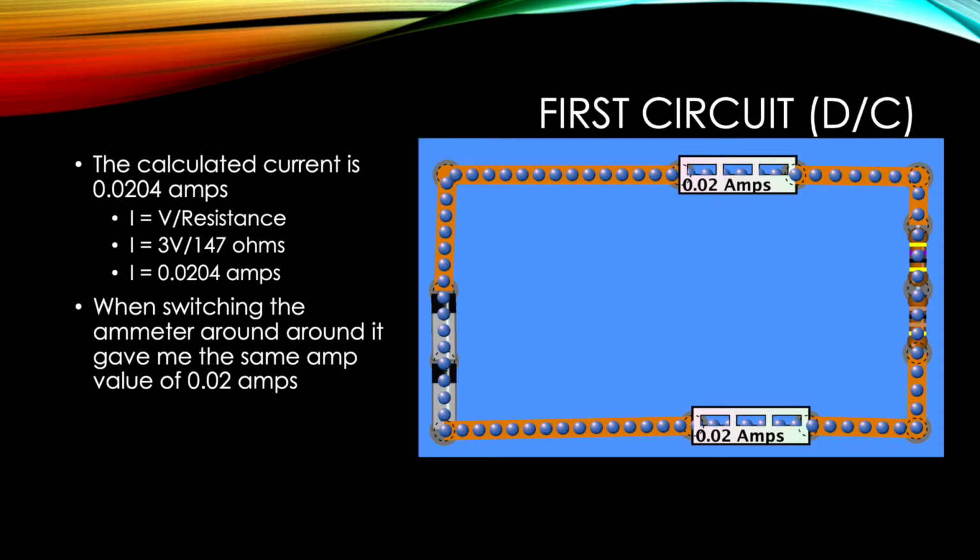The first circuit is DC and has two 1.5 volt batteries and two resistors of 100 ohms and 47 ohms respectively, all in series. The calculated current is 0.0204 amps as found through Ohm's law, and when adding the two ammeters to the circuit, we can see that the current is 0.02 amps. When flipping the ammeter the other way, you still get a current of 0.02 amps. This is because it shows the magnitude of the current, or the absolute value.